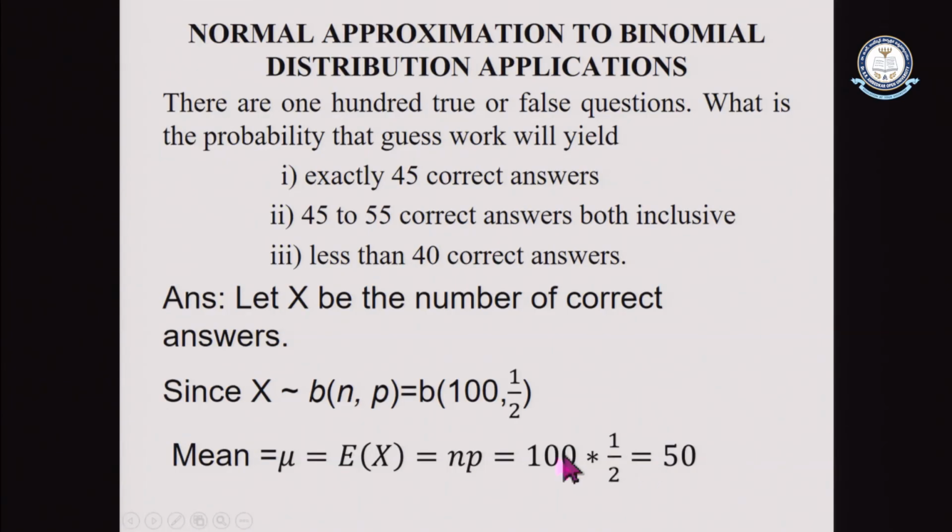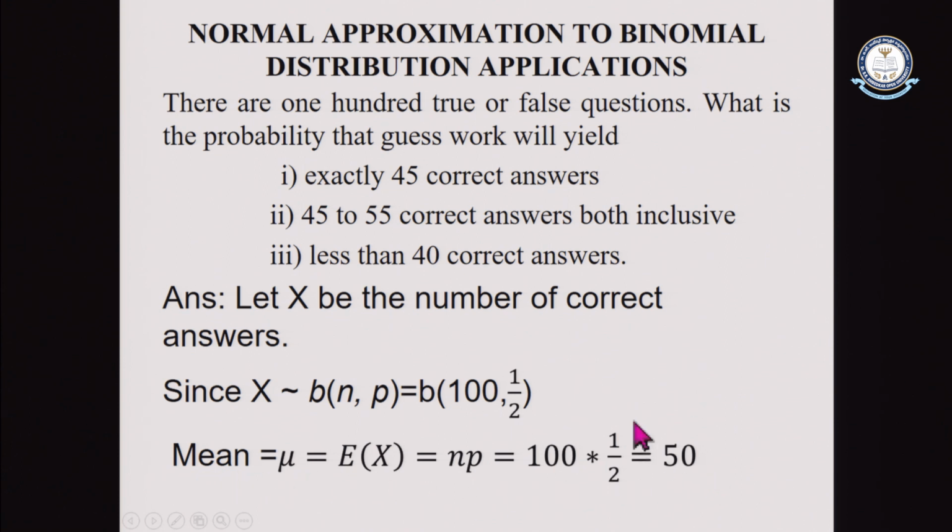Therefore, the mean of the binomial distribution is equal to the expectation of x, which is np. Now I can substitute my n value, which is 100, and the p value into this equation. I get 50. My mean value mu is equal to 50.